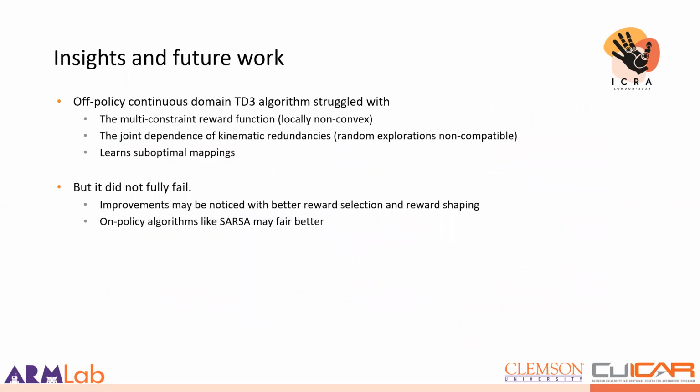The chosen TD3 algorithm struggled with multi-constraint reward functions and would often get stuck in local minima. For example, it would realize that it can achieve a suboptimal mapping by moving a single slider and begin to ignore the potential offered by moving the other 3. The joint dependence made random explorations of the joint space non-compatible. Improvements were noticed through better reward selection and reward shaping, but in future work, we will explore different algorithms that fit the problem statement better.